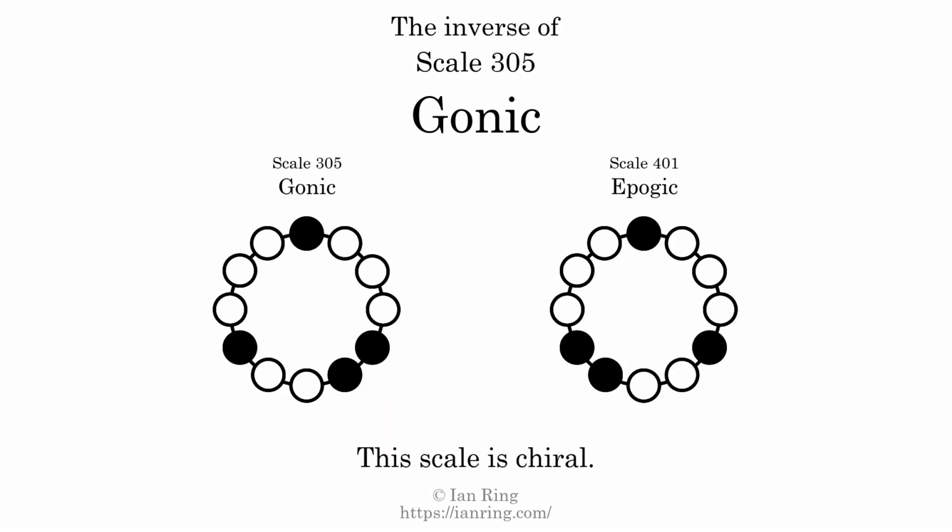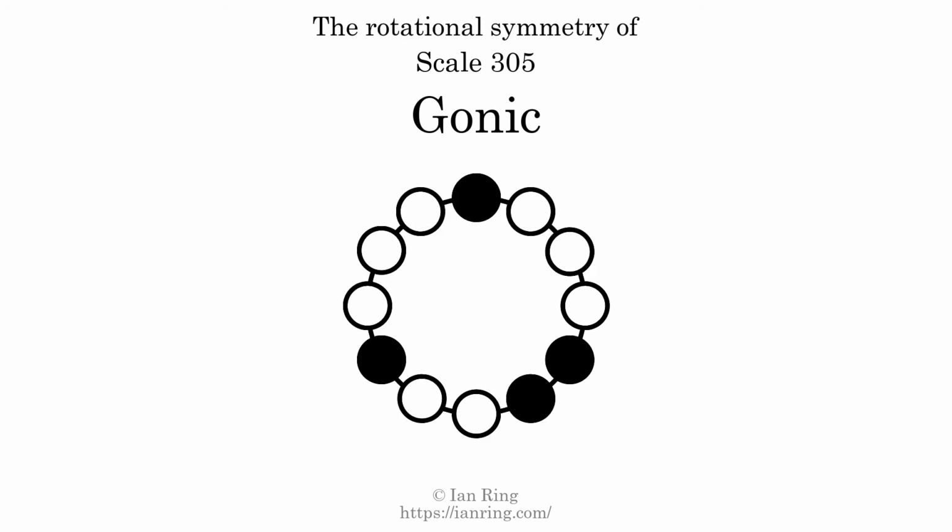The inverse of a scale is a mirror image. It is what you get when the sequence of intervals is reversed. The inverse of this scale is scale 401, also known as apogic. This scale is chiral. It cannot transform into its inverse by rotational transformation. This scale has no rotational symmetry.